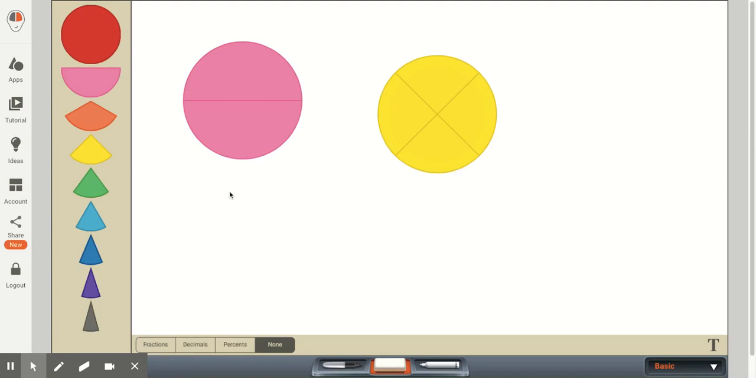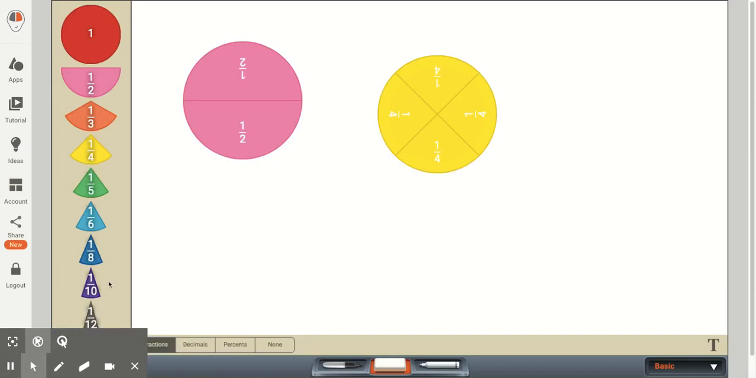So here we have a circle divided into two equal shares. Each of these shares is one half of the original whole. And we say that this is one half of the whole circle. When we divide this circle in half, the two shares are equal. They are both exactly one half of the circle.